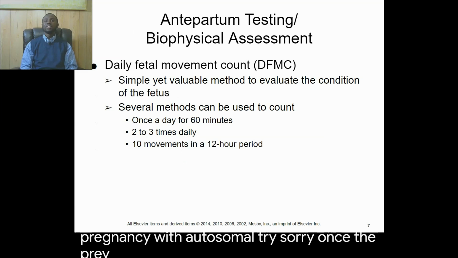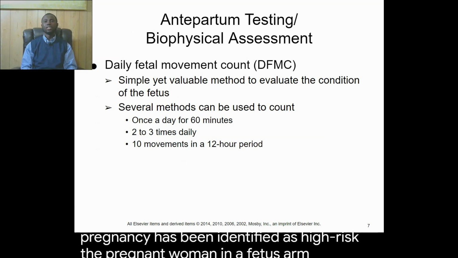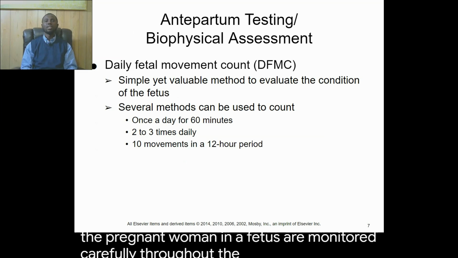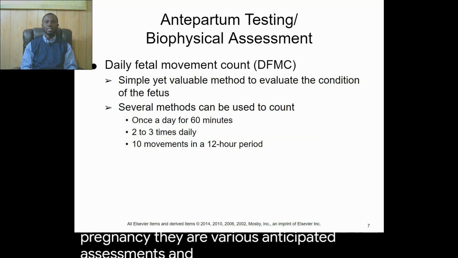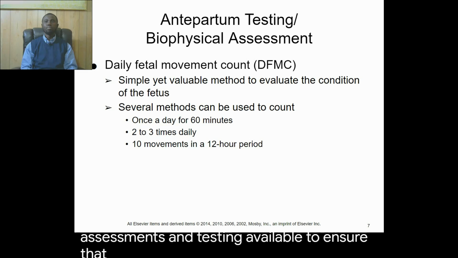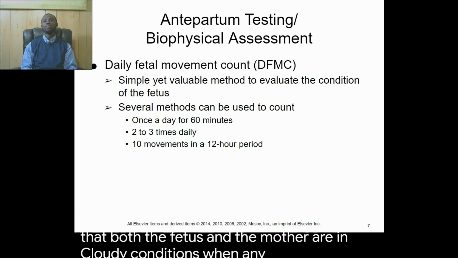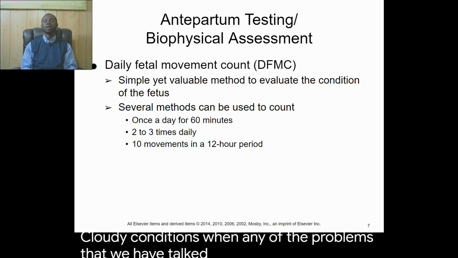Once a pregnancy has been identified as high risk, the pregnant woman and her fetus are monitored carefully throughout the remainder of the pregnancy. There are various antenatal assessments and testing available to ensure that both the fetus and the mother are in healthy conditions when any of the problems that we have talked about exist.